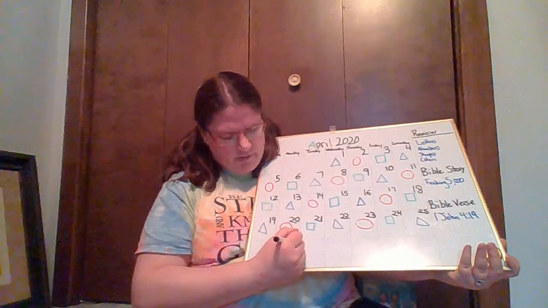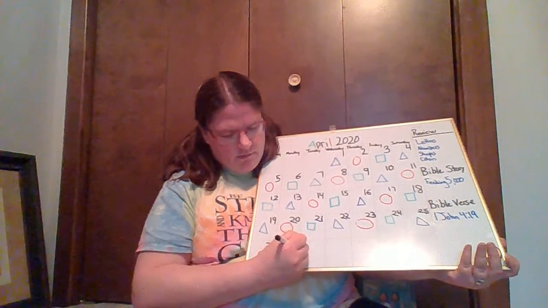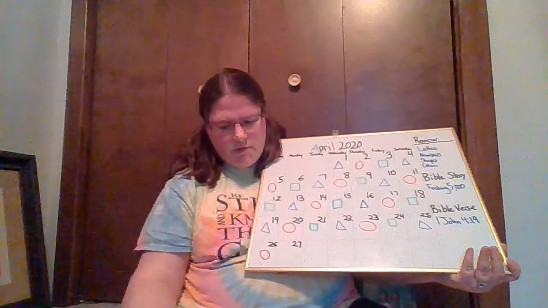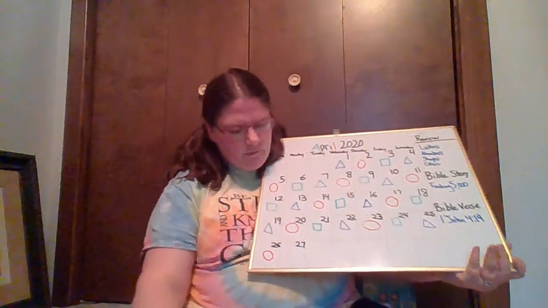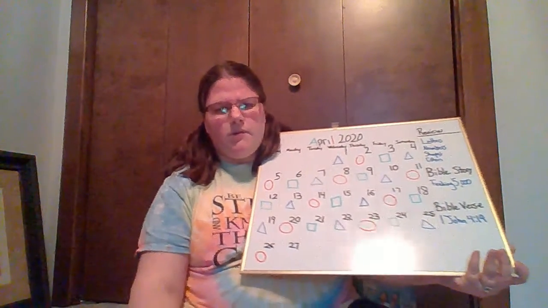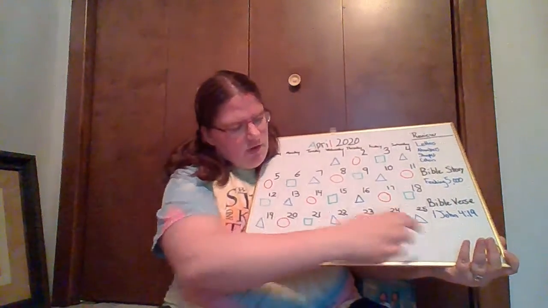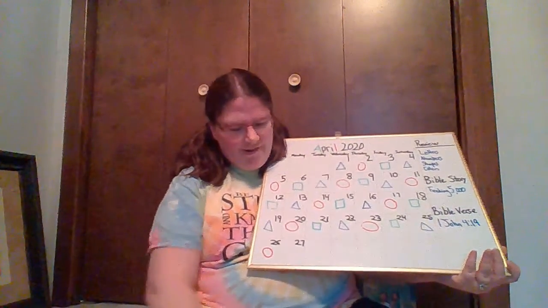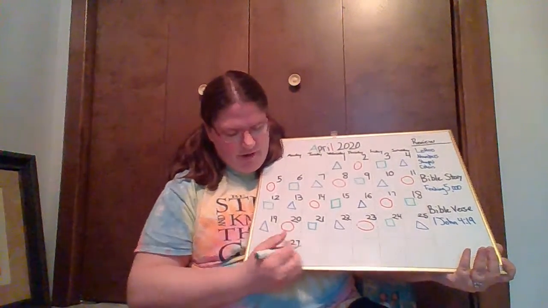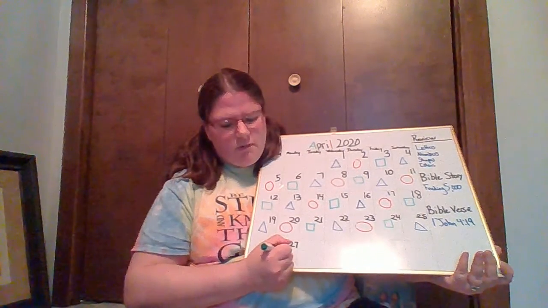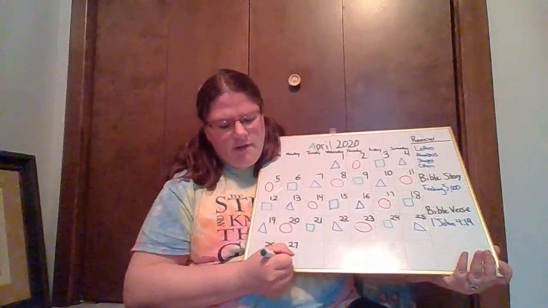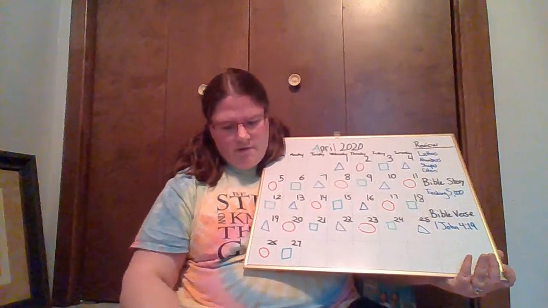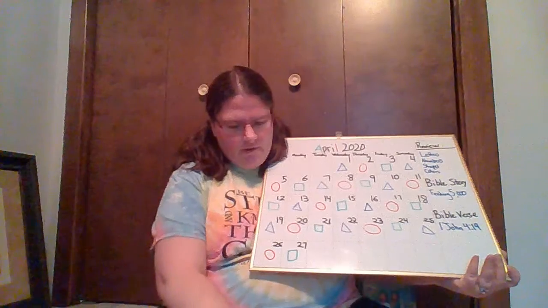27 looks like this. 2, 7. 2, 7 is 27. And what is our shape going to be? Triangle, circle, square. All right. And we already said that a square has 4 sides that are all the same size, right? Yep. Okay.